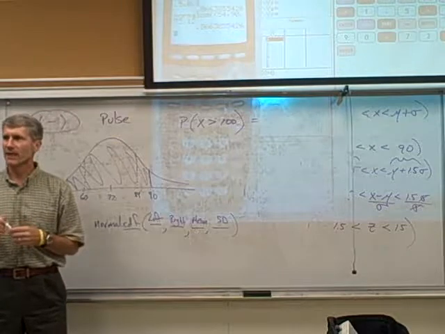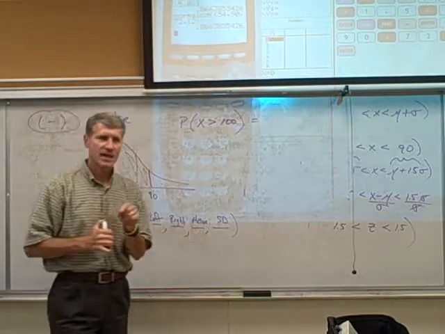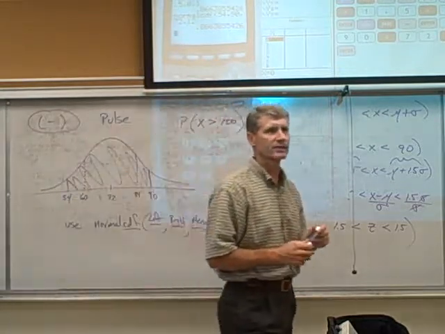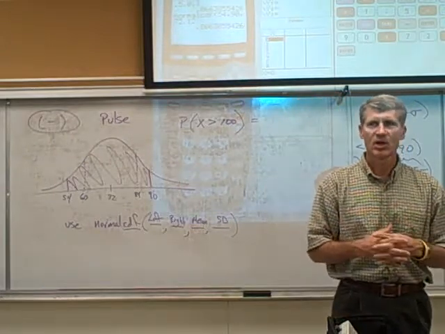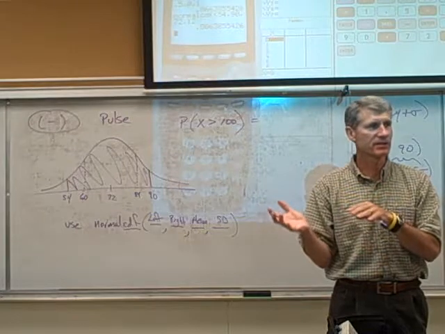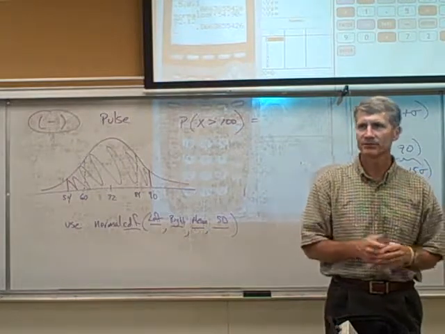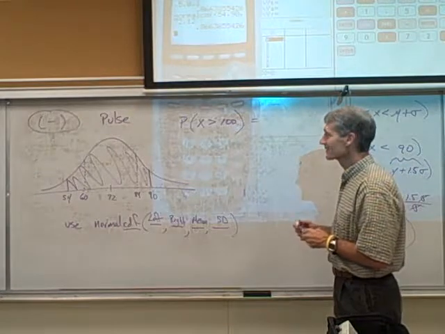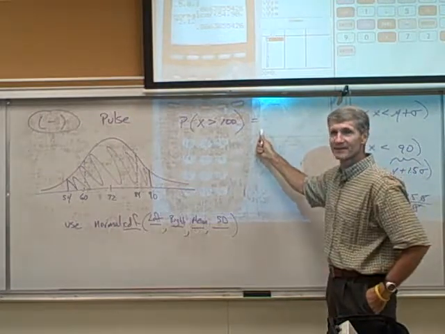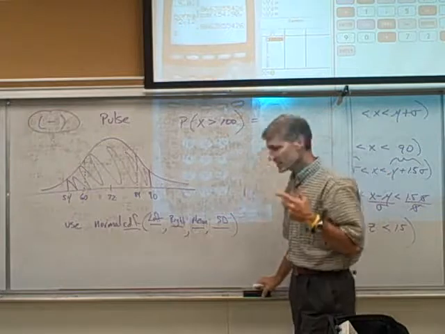What's the probability that a randomly selected person has a pulse that's greater than 100? Or an equivalent way to think of that is, what proportion of the population have pulses above 100? What'd you say? Little bitty. It's going to be a small percent? I agree. And that's the thinking I want you to do.